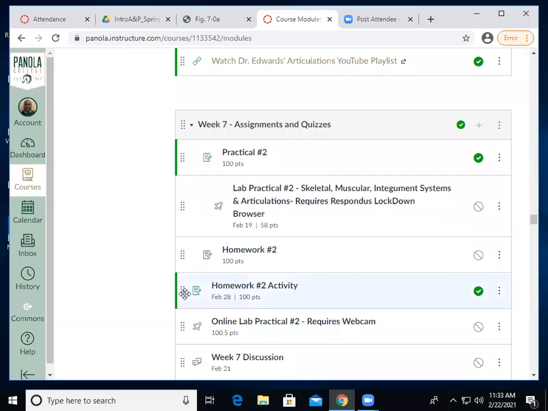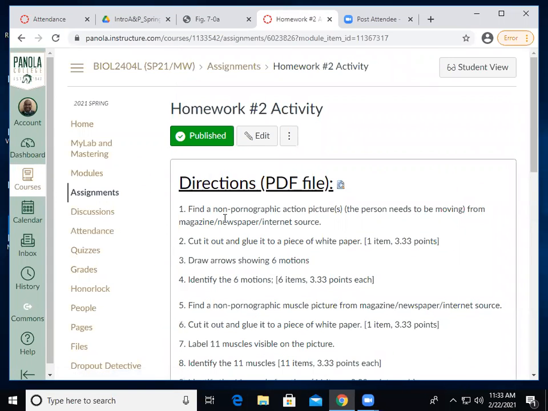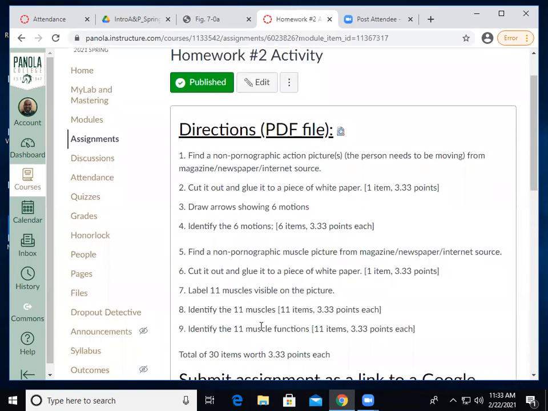So if you look in week 7 assignments and quizzes on the modules, go to homework 2 activity. It's similar to the first assignment, so you're not going to be turning in a paper assignment. You're going to turn it in online like you did for homework 1. Basically you're going to have an image, show 6 motions on them. We're going to talk about those motions today. Then you're going to have another image, and you're going to label 11 muscles. Okay. And also you're going to identify their functions, right?